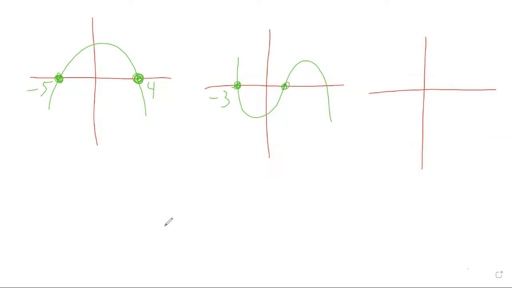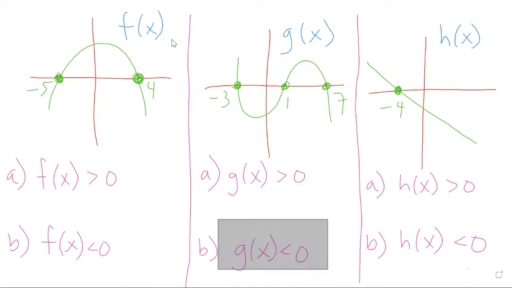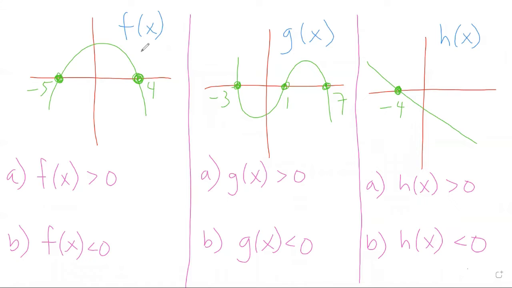Okay, so let's say that we had these three different graphs. So let's do these three different problems. First, let's focus on this one here. This is the graph of function f of x. And for part A, we want to solve this inequality. We want to know when f of x is greater than 0.